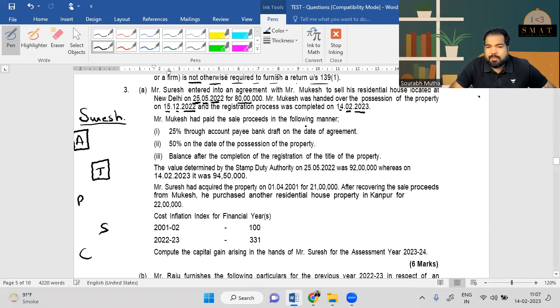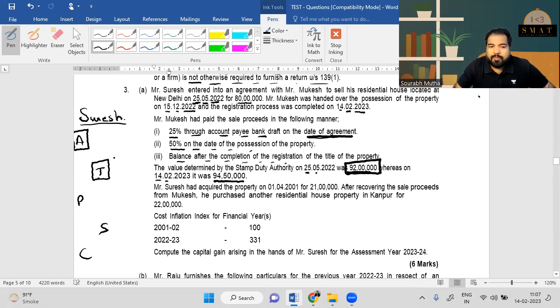Mr. Mukesh had paid the sale proceeds in the following manner: 25% through account payee cheque on the date of agreement. Congratulations, because you paid other than by cash, you can take the stamp duty value on the date of agreement in case there is more than one stamp duty value. 50% on the date of possession and balance after completion of the registration. The value determined by the stamp duty authority on the 25th May was 92 lakh, and on 14th Feb was 94 lakh 50. Which one will you want to take?